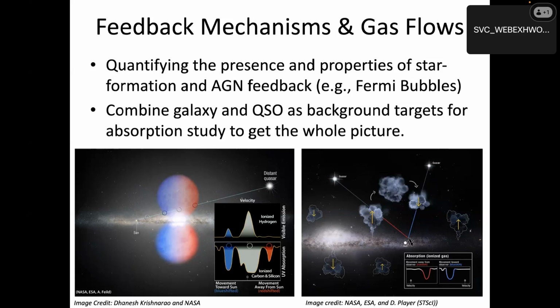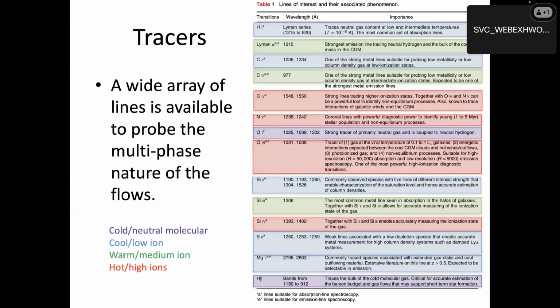So these are the different mechanisms, but I now wanted to focus on what we need on Habitable Worlds to make this possible. Before I go in, this is not for reading. I just wanted to show you there are a whole lot of species that we have access to in the UV, and they give us different information. It could be cold or molecular gas, cooler transitions that are partially ionized, warmer transitions that are more ionized, and very hot ions, which are completely ionized, tracing different types of phenomena.